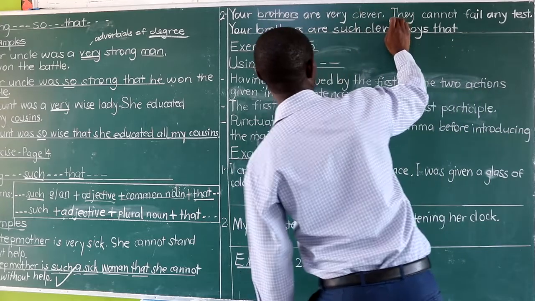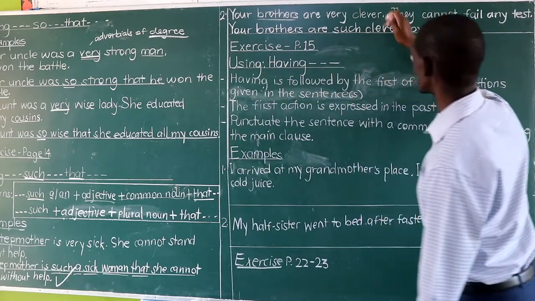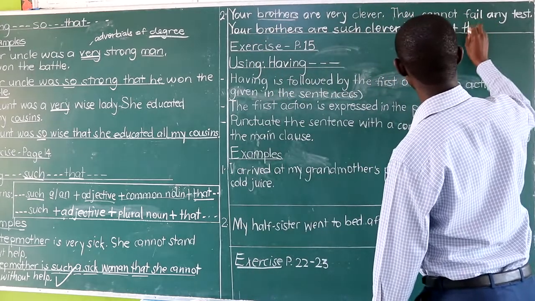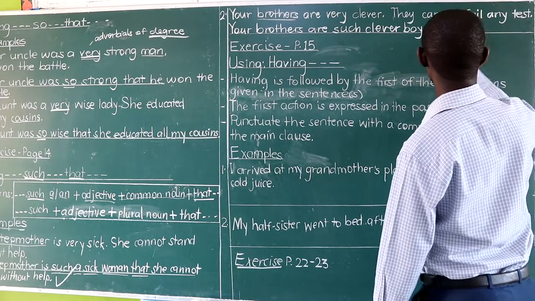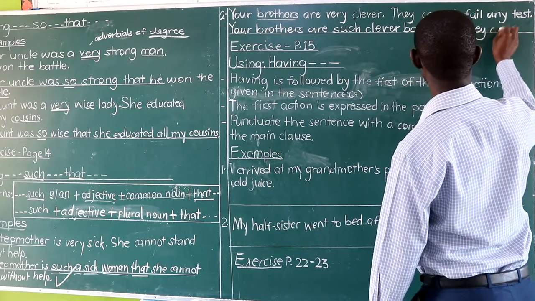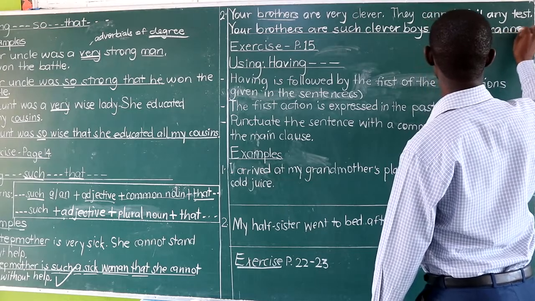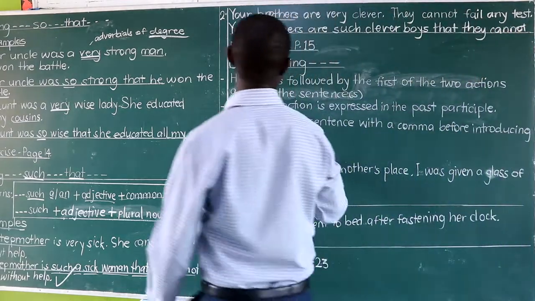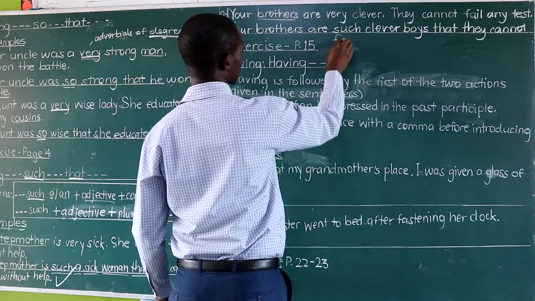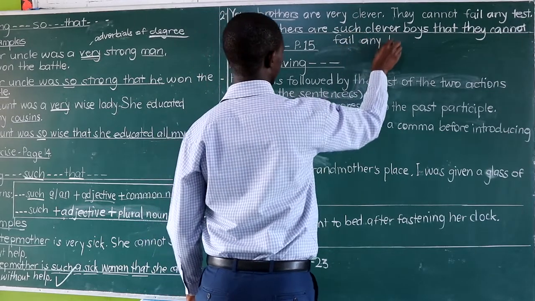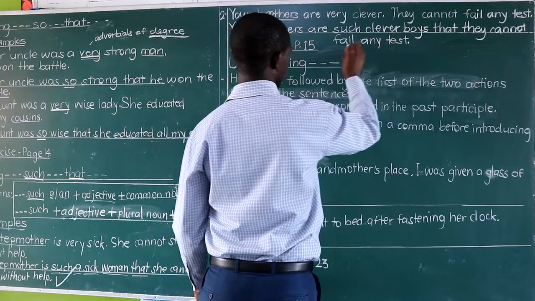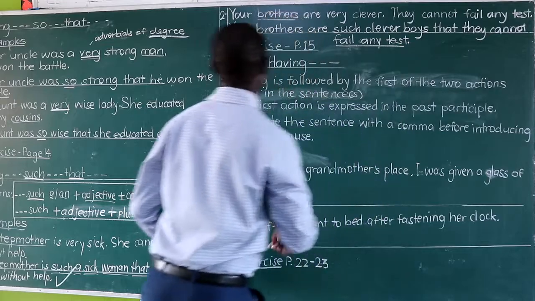Check the they: is it a capital T? No. Why? A capital T comes after a full stop, but here I use a small t because it is not a new sentence, it is not coming after a full stop. So: that they cannot fail any test. That's our answer.